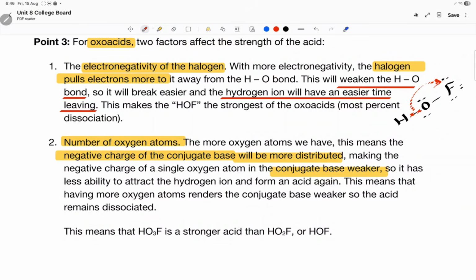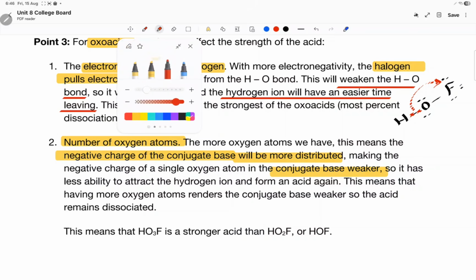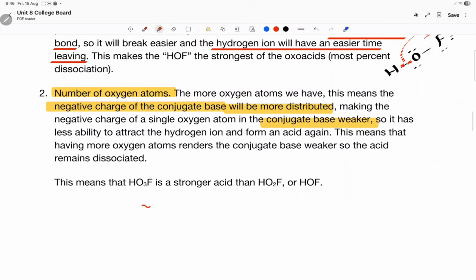Okay, let's imagine it. Imagine if I have HOF becoming H plus with OF negative. It's a full negative re-attracting a positive, not too hard, right? If they do attract, the reaction is going to go in reverse and the acid is going to become weaker, because it's not going to dissociate, it's going to actually form.